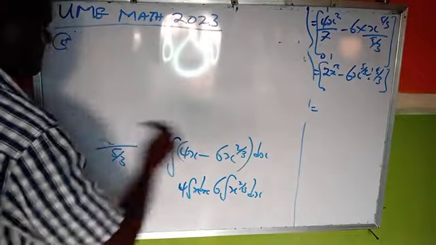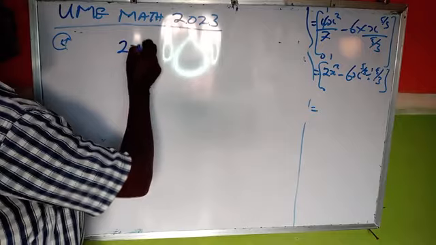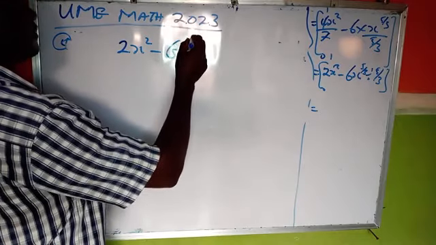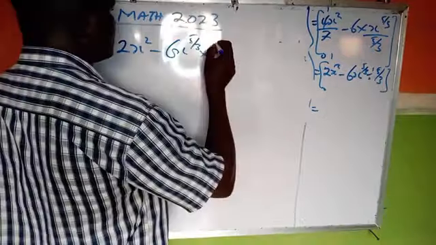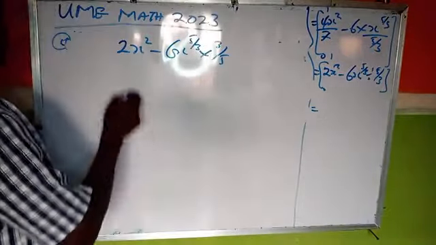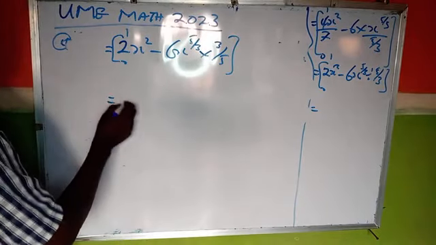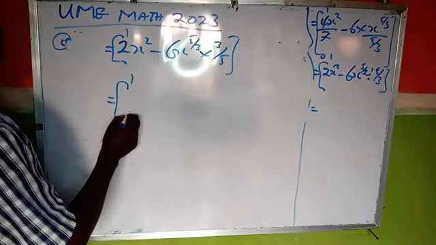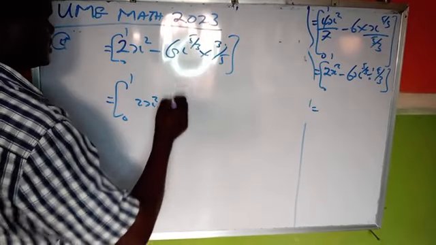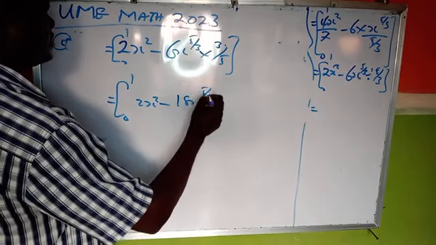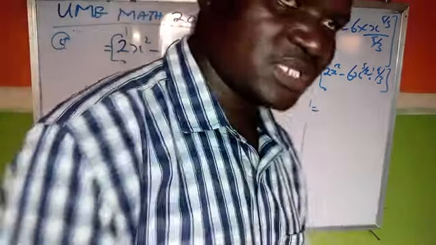Now, let's clean this. So what do you have here? You have 2x squared minus 6x raised to power 5 over 3, then times, you change this one, that's 3 over 5. Then you have this one like this, 1 0. Then you have 1 0, 2x squared minus 3 times 6 is 18x raised to power 5 over 3 over 5. Now you have integrated it.